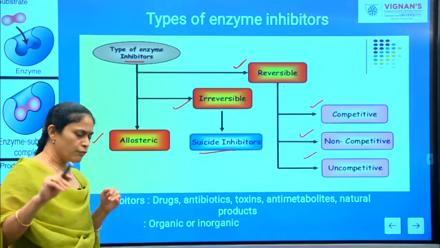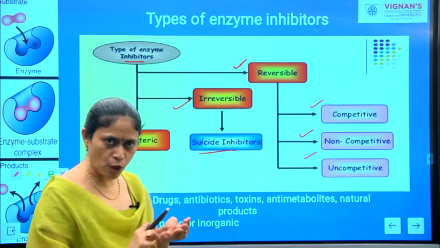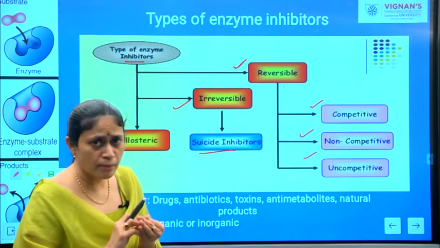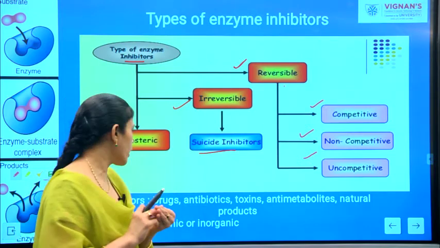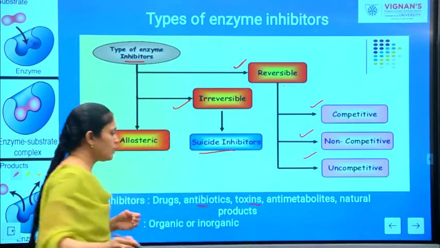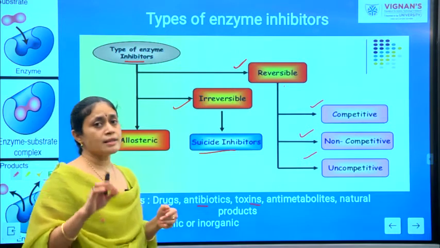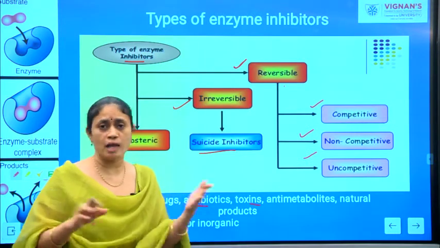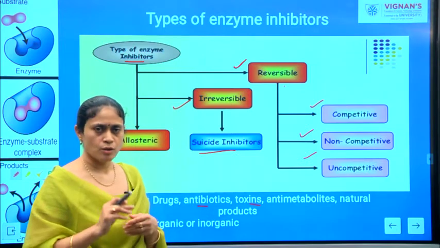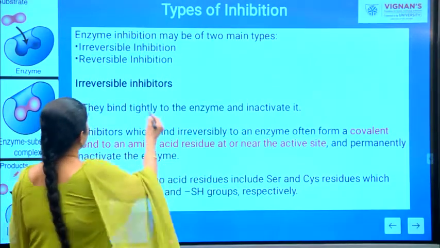I've already told you that an inhibitor may be a drug molecule, or it may be a natural metabolite that is produced inside our body. It may be an antibiotic, a toxin, or any other natural product. These inhibitors may be organic as well as inorganic in nature. So, we'll start with irreversible inhibitors now.